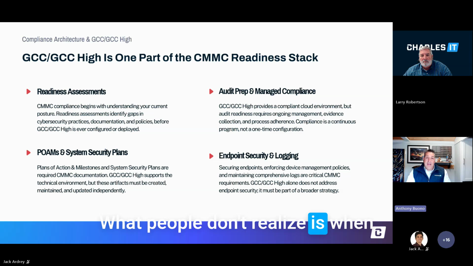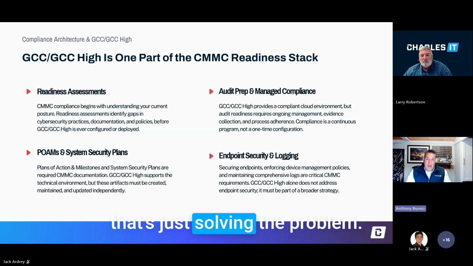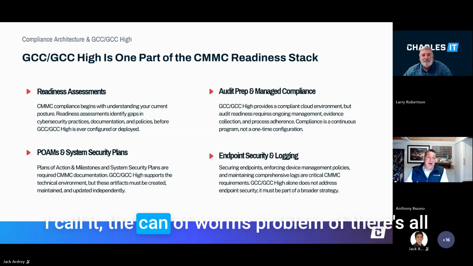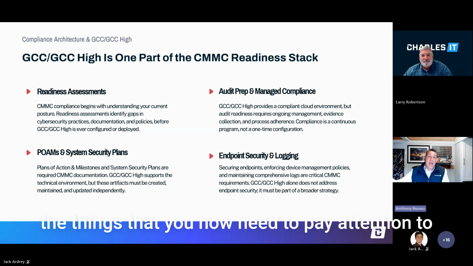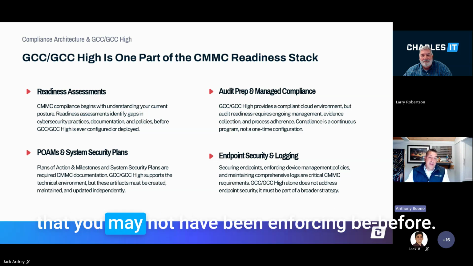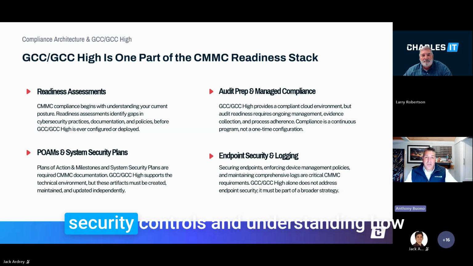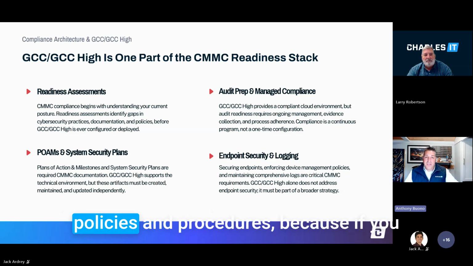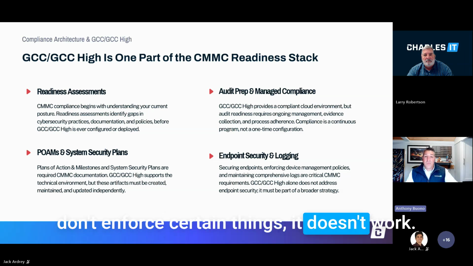What people don't realize is when they buy a license, they think that that's just solving the problem. What it then opens up is a can of worms, I call it the can of worms problem: there are all the things that you now need to pay attention to that you may not have been enforcing before. By the way, go back to your NIST security controls and understand how you're addressing that to understand your policies and procedures. Because if you don't enforce certain things, it doesn't work.